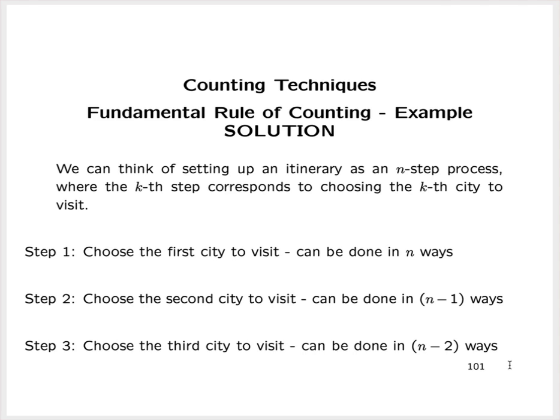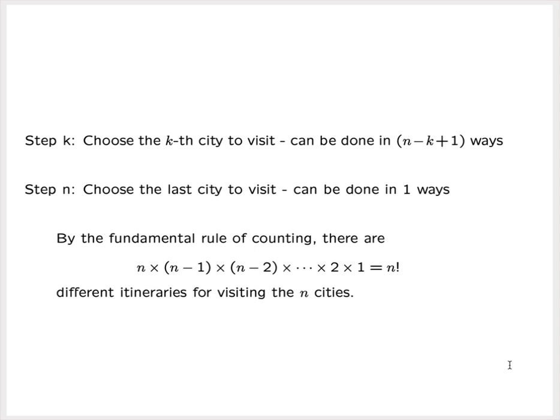Step three is choose the third city to visit, regardless of which two cities are visited in the first two steps. There are n minus 2 ways to visit that third city, and so on. Step k in this process would be choose the kth city to visit. This can be done in n minus k plus 1 ways. And then finally, step n, choose the last city to visit, and that can be done in one way. Once the first n minus 1 cities have been visited, there's only one more city to visit, and that can be done in one way.